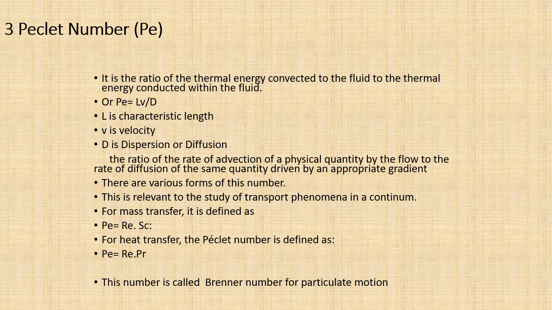For mass transfer, the Peclet number is defined as the multiplication of Reynolds number and Schmidt number. While for heat transfer, the Peclet number is the multiplication of Reynolds number and Prandtl number. This number is also called Brenner number for particulate motion. So you must remember these short points for any of your exams, as these numbers are very important in different job tests for chemical engineers.